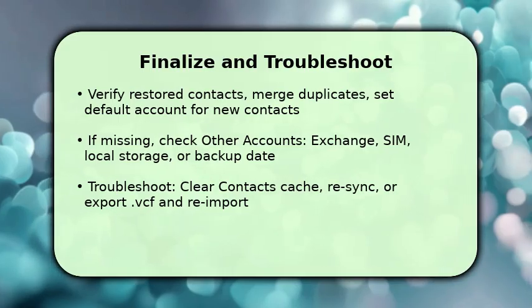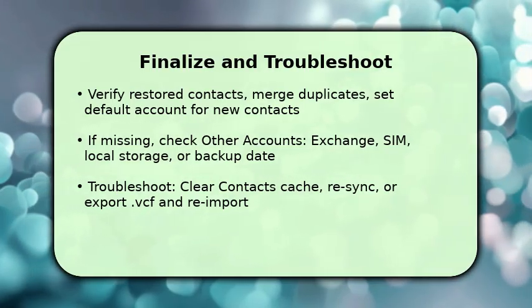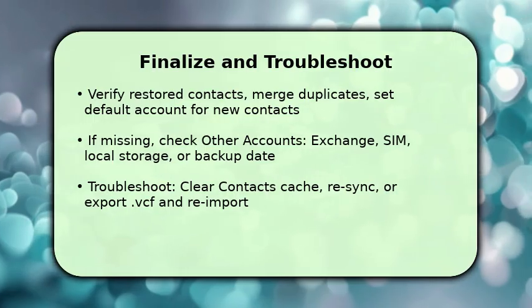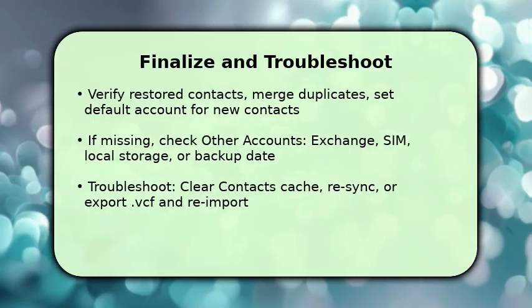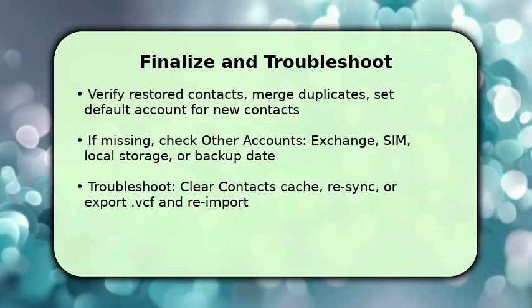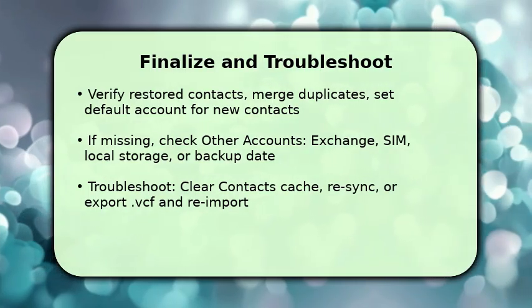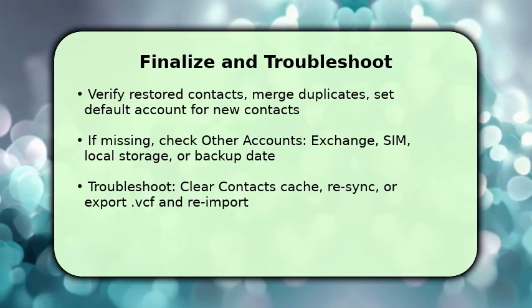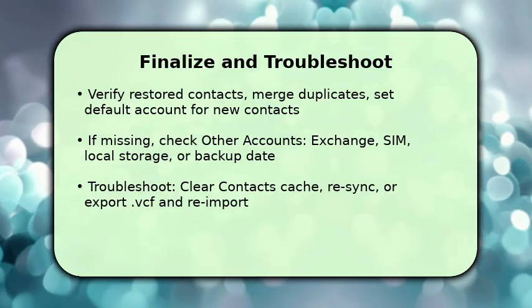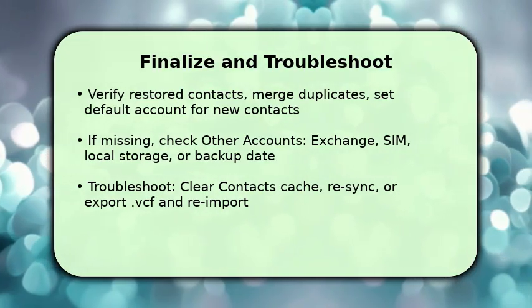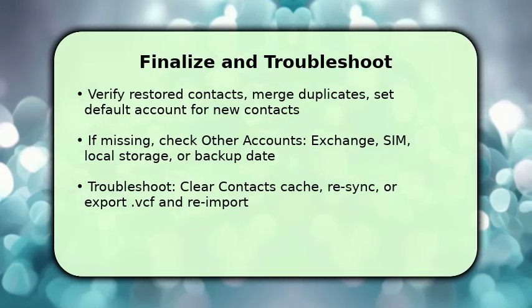If some numbers are still missing, make sure to check other accounts like Exchange or SIM and review older backup dates. Sometimes the right snapshot is earlier. If recovery fails, clear the Contacts app cache, force a resync, or export any recovered entries to a VCF and re-import to ensure everything stays intact.